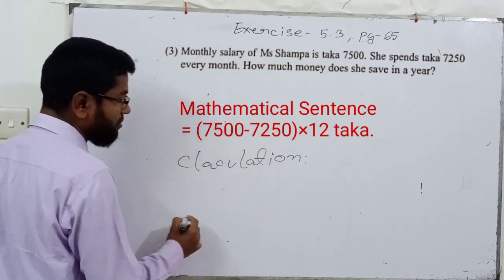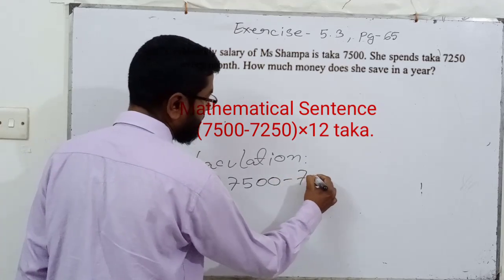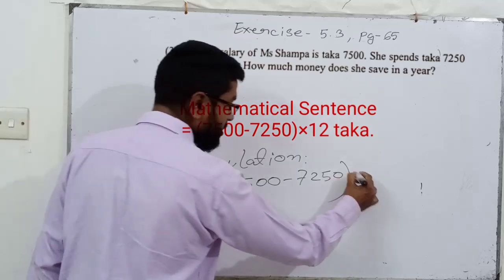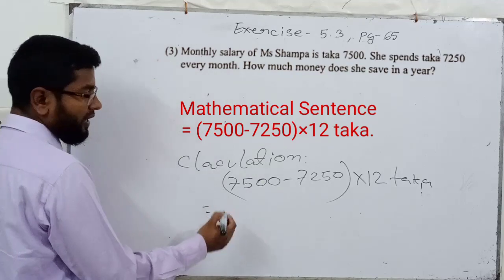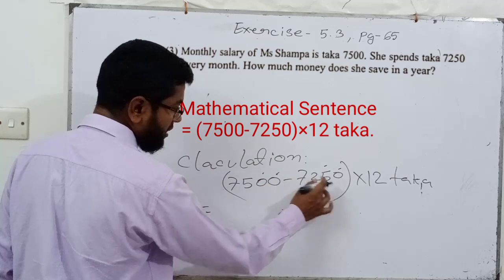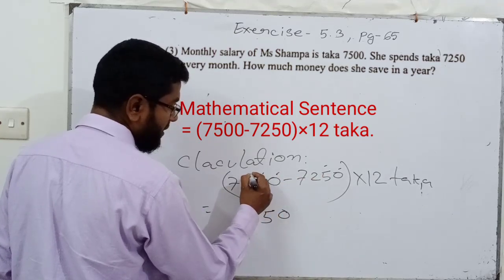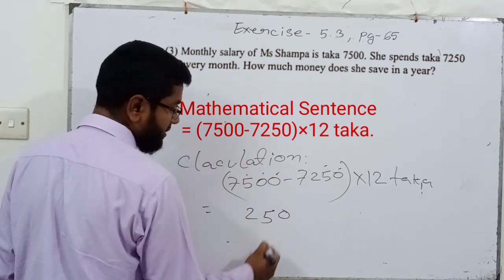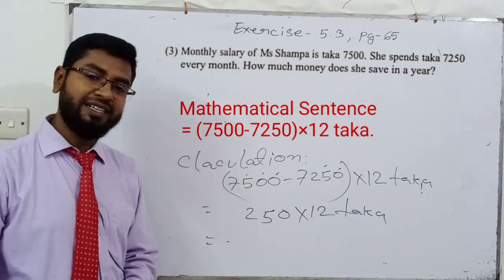Calculation: writing the calculation, we have to write 7,500 minus 7,250. This is the 1 month saving, and we need to multiply by 12. Then we will write taka. Then again, bracket work first. If I subtract, what will be here? 0 minus 5 becomes 10, 10 minus 5 is 5. Now 5 minus 2, 5 becomes 4, already we have taken, so it will be 12. Multiply by 12 taka. Multiply it and tell me the answer.